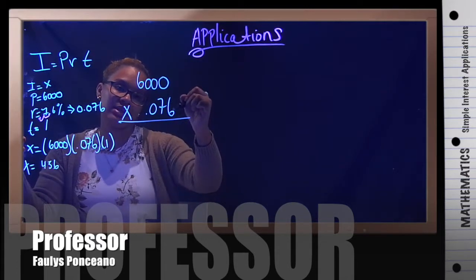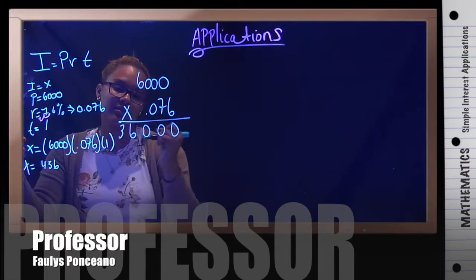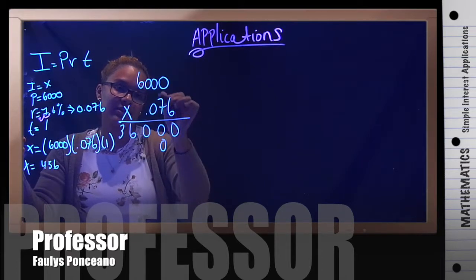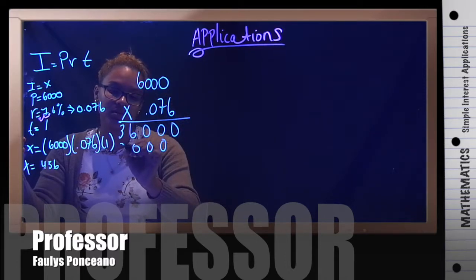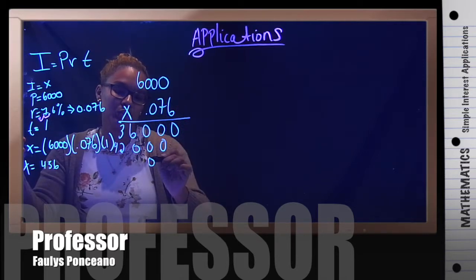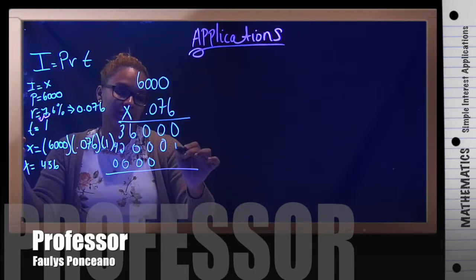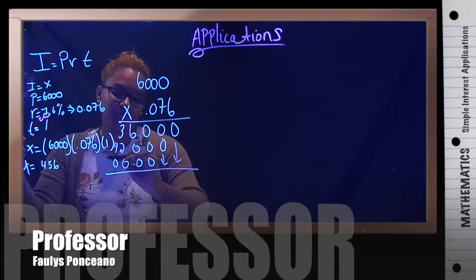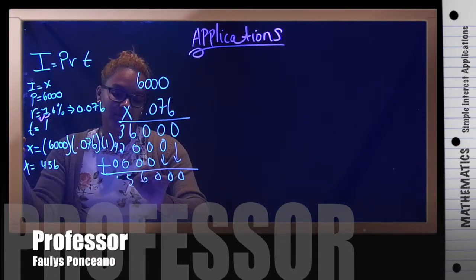But let's see. So 6 times 0, 0. 6 times 0, 0. 6 times 0, 0. 6 times 6, 36. 7 times 0, 0. 7 times 0, 0. 42. Ooh, no space. And then 0, 0, 0, 0. Bring down this 0, bring down this 0. We're going to add 0, 0, 0, 6, 5, 4.